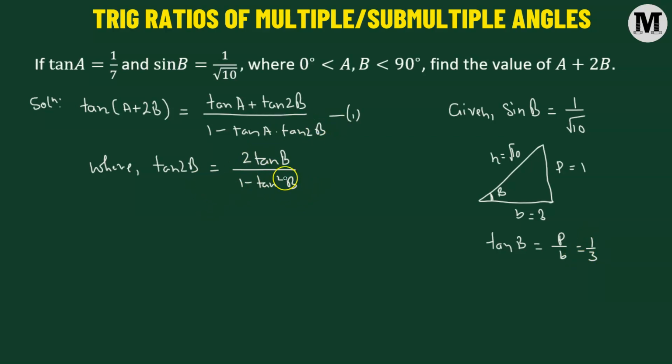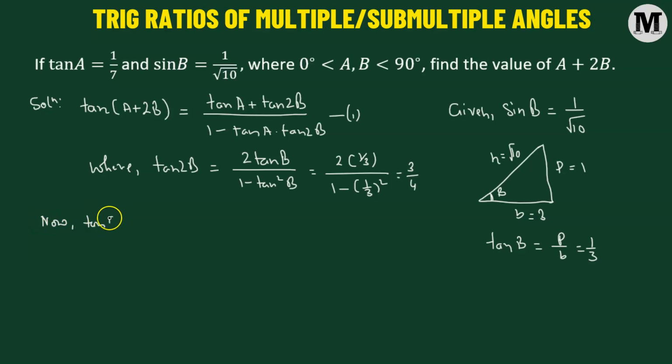So let's try to find the tangent of 2B first. So we have 2 times tangent of B, so that's 2 times 1/3 divided by 1 minus 1/3 whole squared. So that's going to give us the value 3 over 4. So now we will use equation number 1.